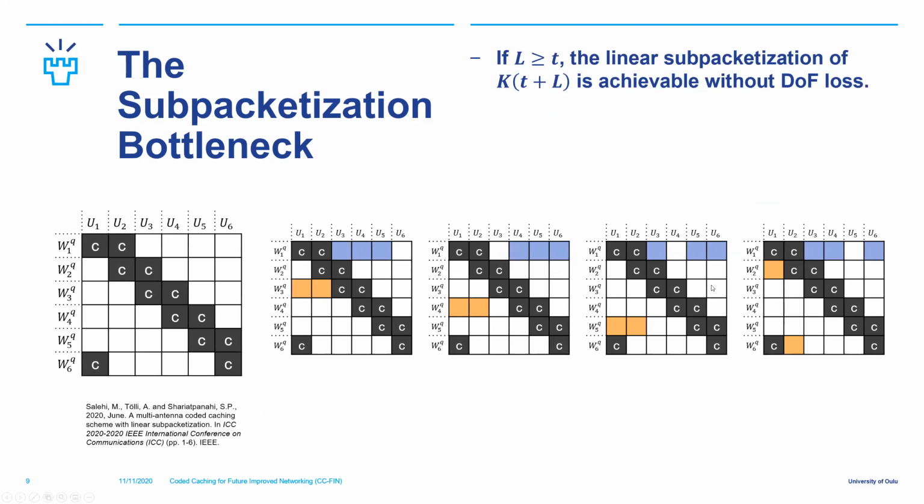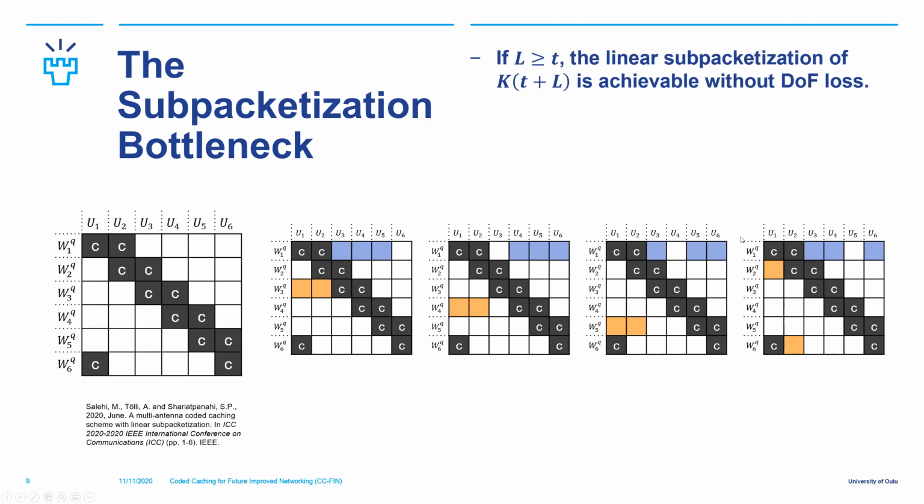This is just an example network, with 6 users. We have this tabular representation, or matrix representation. Columns represent users, and rows represent file parts, and the C elements mean that these parts are cached at the respective user. For this example, we have 6 users, T is equal to 2, and we have 3 antennas. And these colored cells show the file parts that are sent to the users in each transmission.